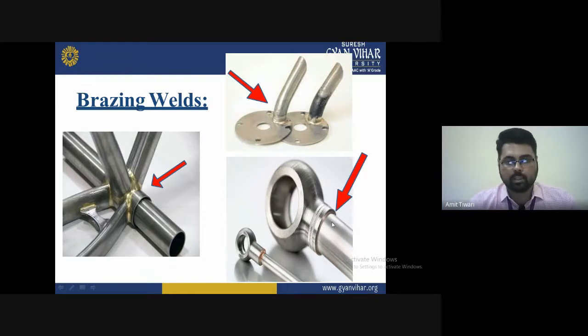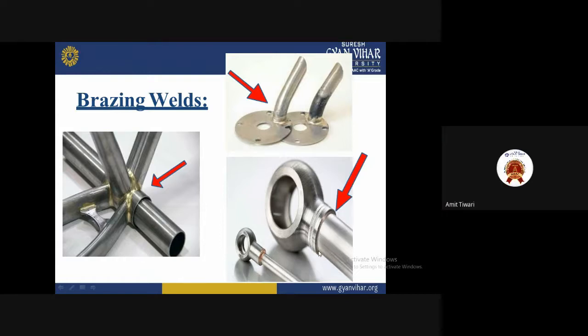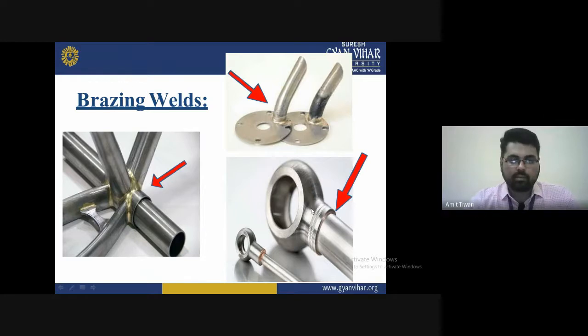You can say these are examples of soldering. If you want to join a tool for a key operation, this is a key, and you join it with the help of brazing. So these are some applications of brazing.